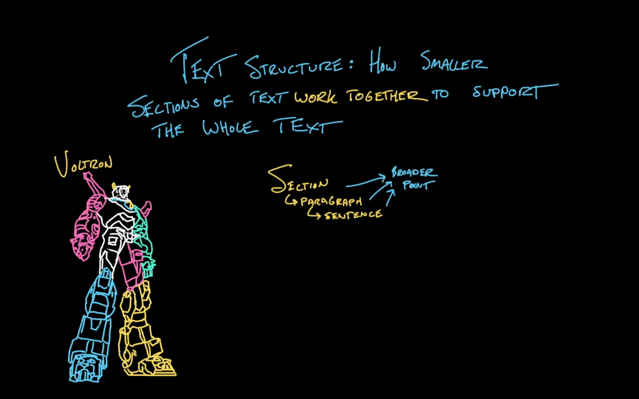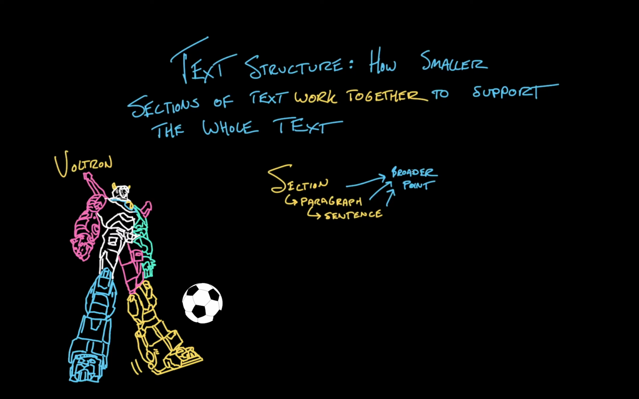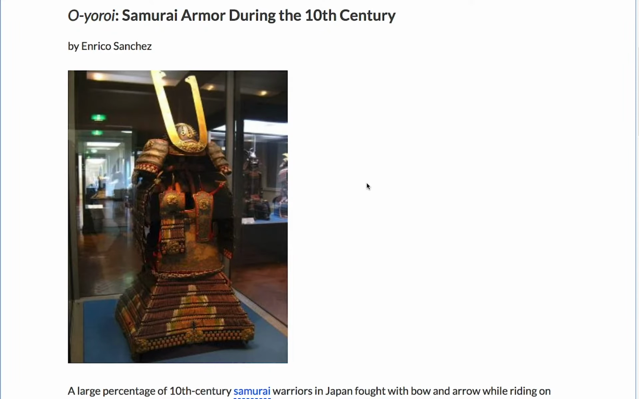When we look at Voltron's foot in motion, we analyze what the foot is doing in the service of Voltron as a whole. If Voltron's foot kicks a ball, we have to zoom out to ask, is Voltron playing soccer? This is a pretty abstract idea without any text examples, so let's stop talking about space robots and start talking about the armor of 10th century Japanese horse archers.